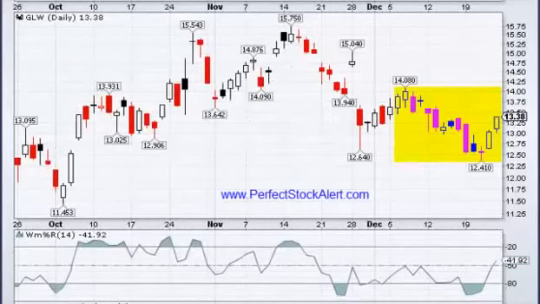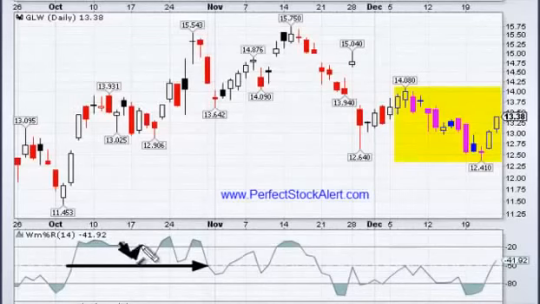The Williams %R can also, like I said, show you when you're in a strong downtrend or a strong uptrend. In a strong uptrend, your pullbacks will not see the Williams %R fall below the -50 line. Right here, you're in a strong uptrend, so when you were pulling back, you did not fall below that. You actually find support at that level and at that zone.